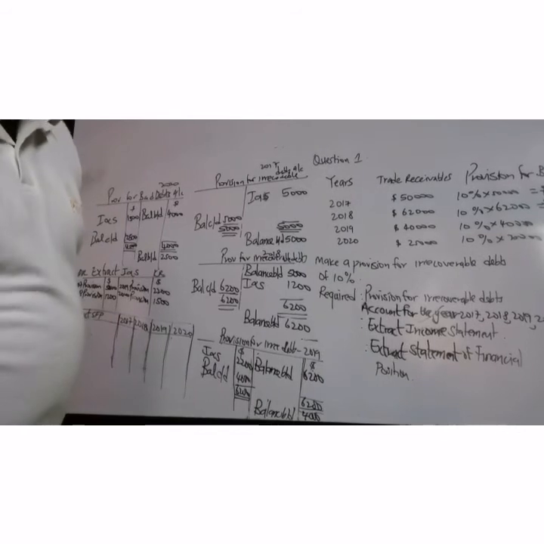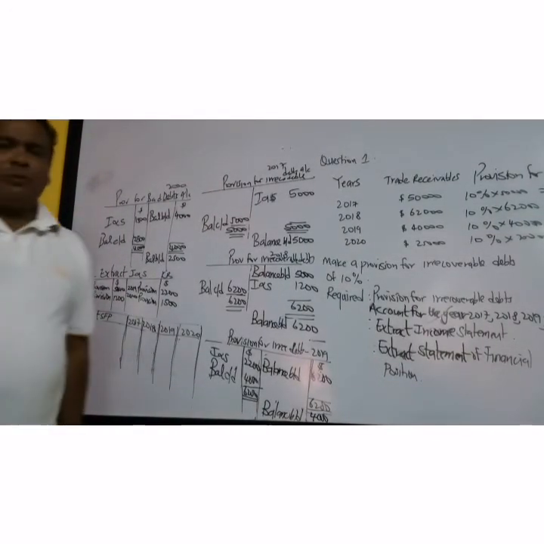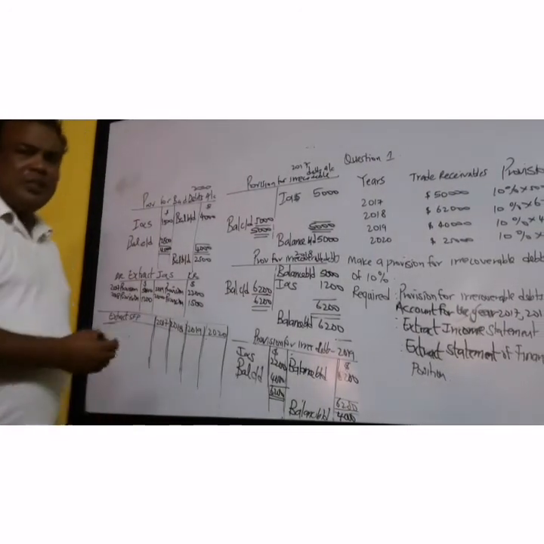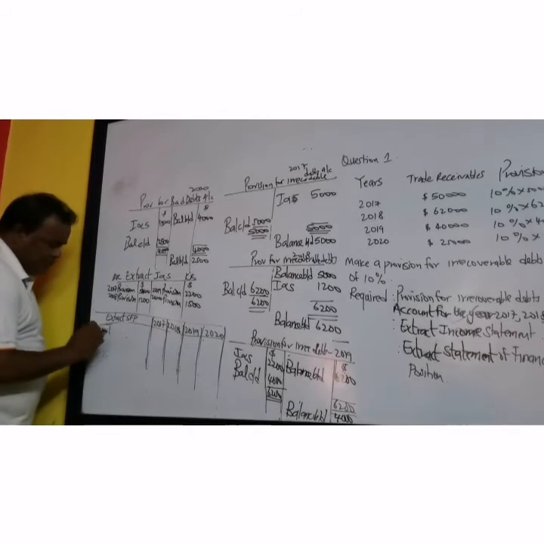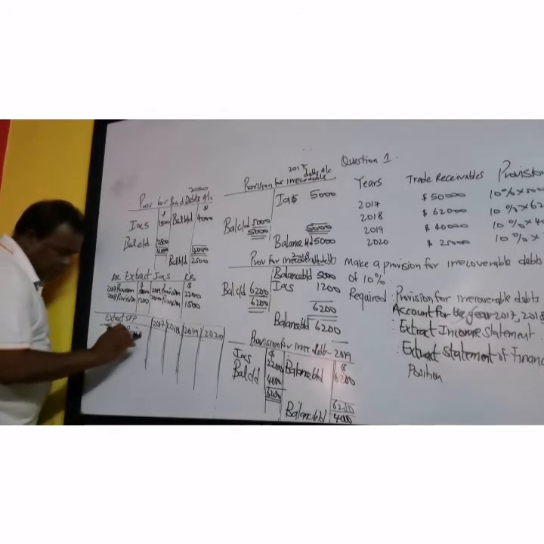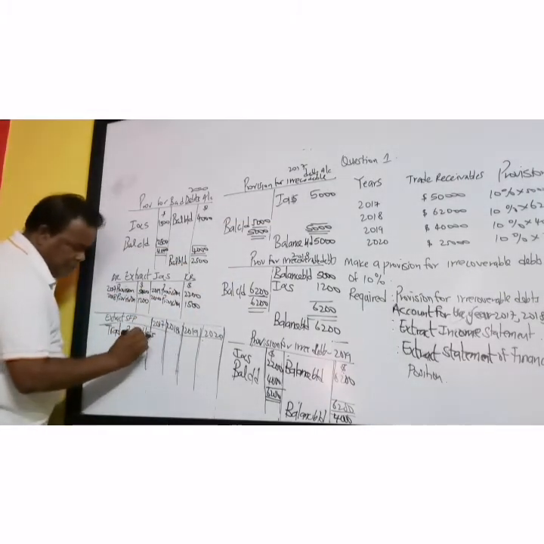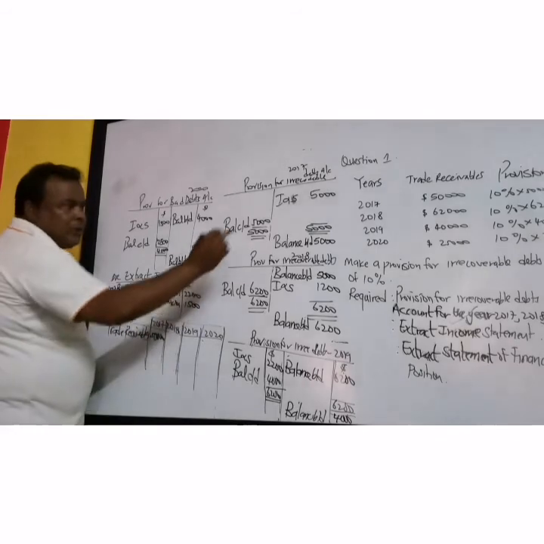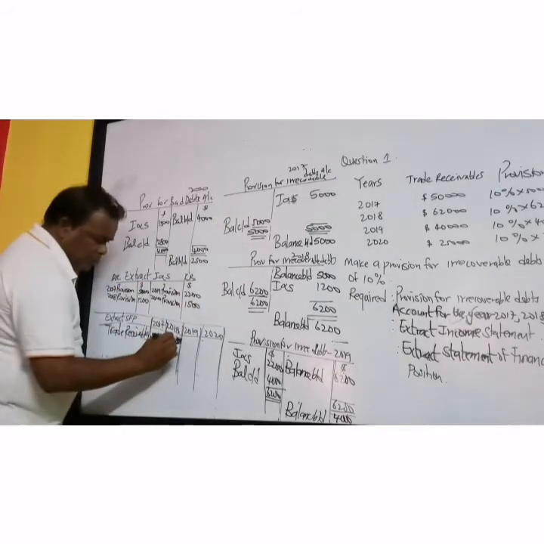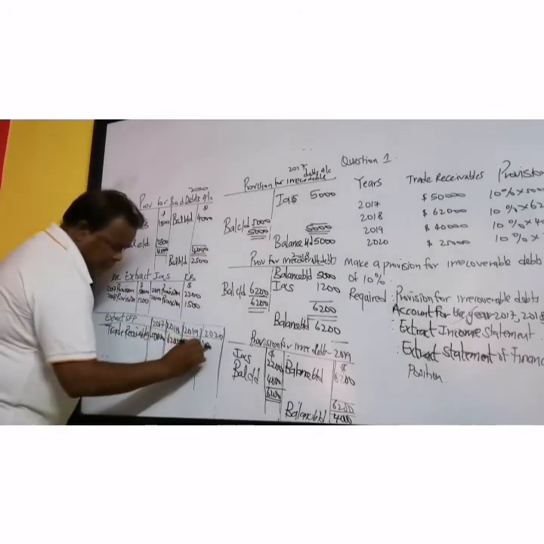And now we are going to prepare the extract statement of financial position. How will it appear on the statement of financial position? So what do we have to record? We have to record the trade receivable given in the question. How much is the trade receivable for 2017? 50,000. And for 2018, 62,000. And then 40,000. And the last one, 25,000.